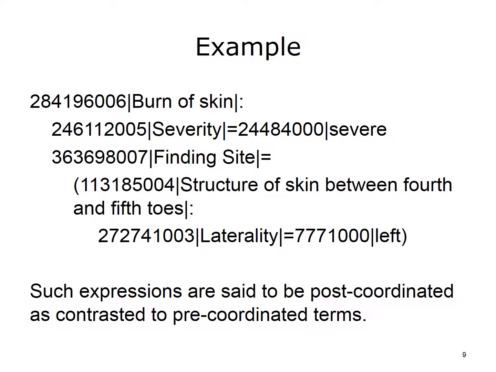A pre-coordinated term is one that exists as part of the coded set, that is, defined in advance. A post-coordinated term is composed just in time. SNOMED-CT can be very powerful. However, one of the problems with SNOMED-CT is that a data element can be coded multiple ways, making queries a challenge.